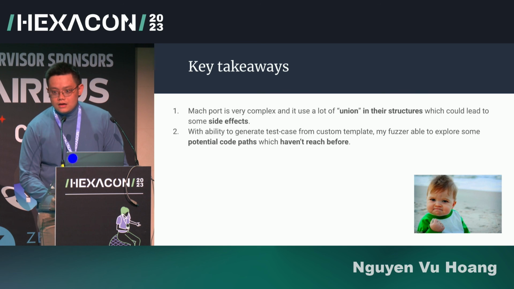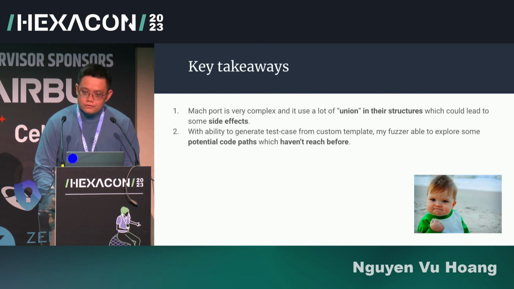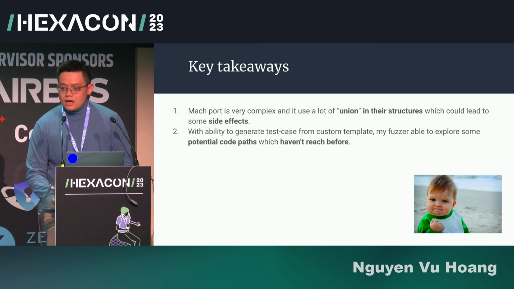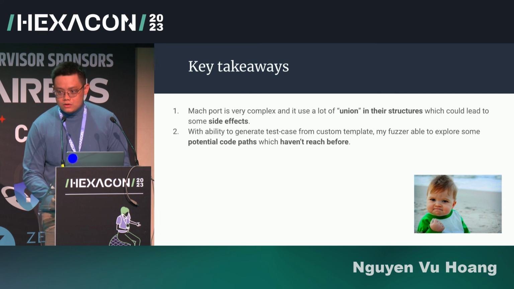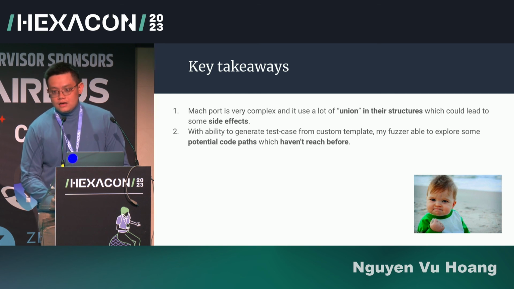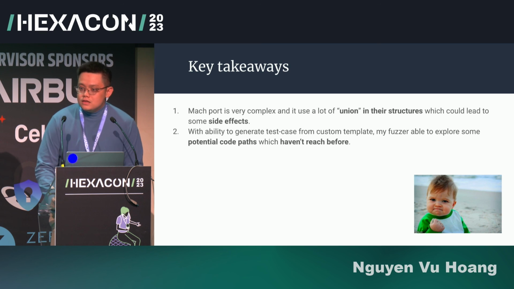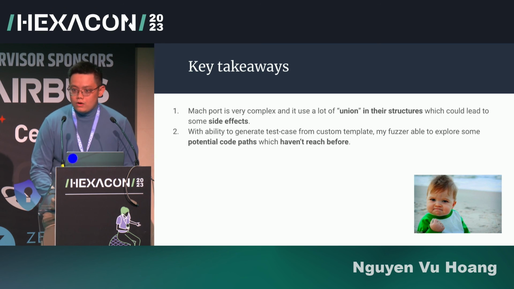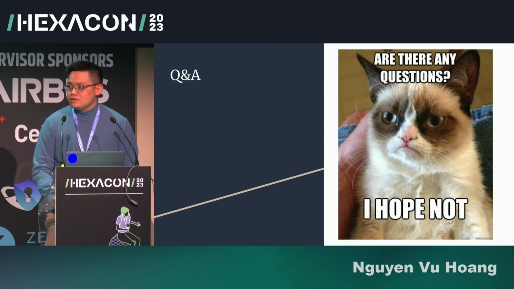And here is my key takeaway for this part. First, Mach port is very complex and it uses a lot of unions in its structure, which could lead to some side effects. And the last is the ability to generate custom test cases, which lets me explore more potential code paths that haven't been reached before. And then here is the end of my third part.